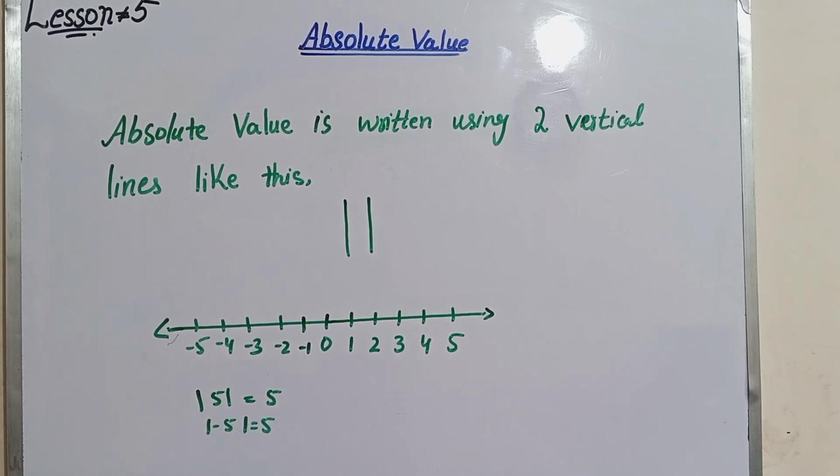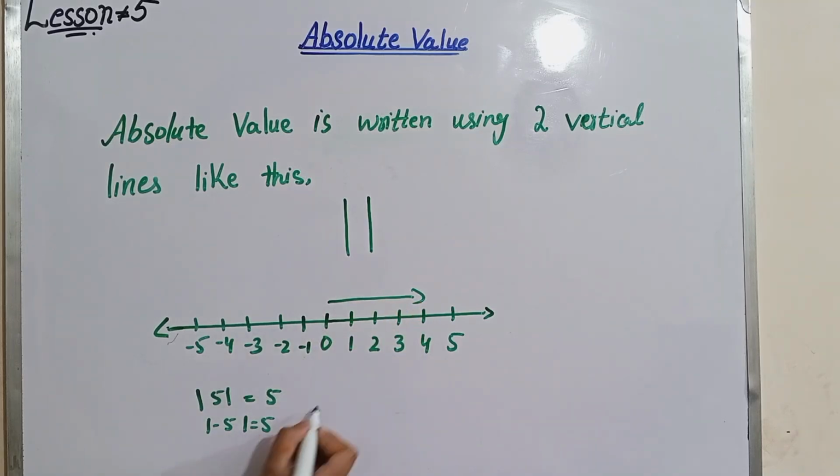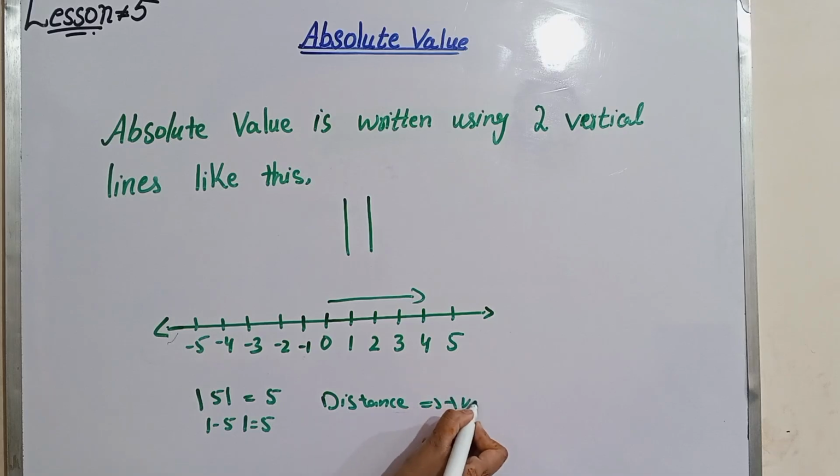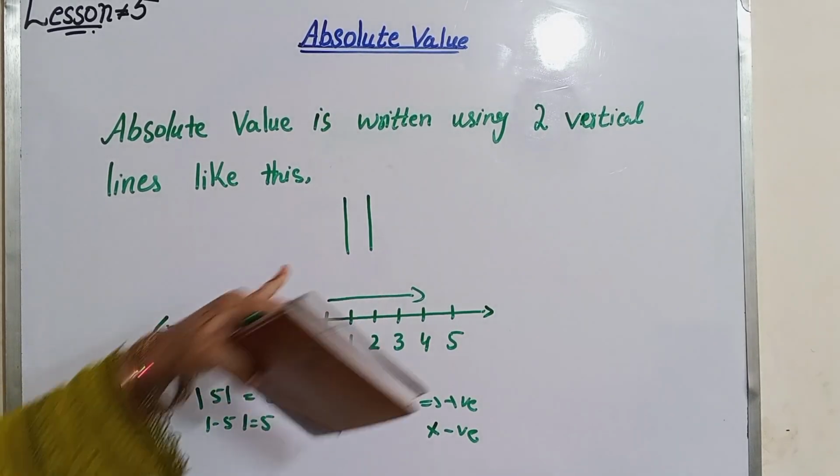So absolute value only tells us about the magnitude, not the direction. So distance is always positive. It can't be negative. So absolute value is always in the positive manner. So minus 5 gives 5. It's according to magnitude, not the direction. I repeat again, absolute value tells us about the magnitude, not the direction. The magnitude of a number without a sign is called the absolute value.